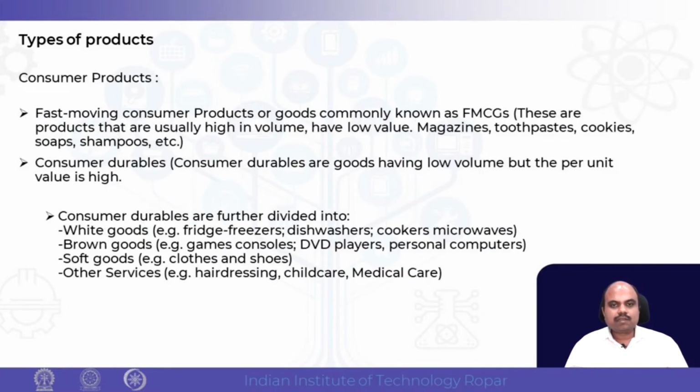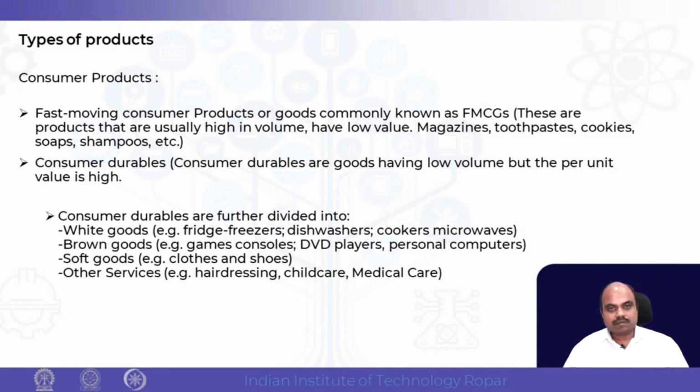Now again, the consumer products. The consumer products can be segregated into multiple ways. One is fast moving consumer goods, also called FMCGs. Take, for example, Reliance, which is making a lot of products. What are the examples of this? These are generally low value and high volume, such as magazines, toothpaste, cookies, soaps, shampoos, etc. These are all high volume, but the price is very low as compared to other products. These are called fast moving consumer goods.